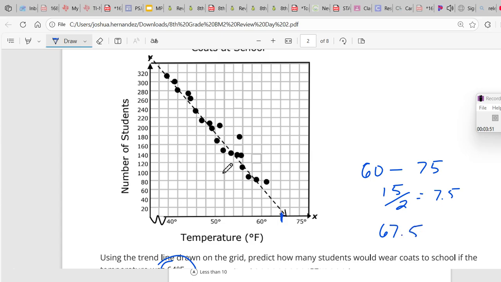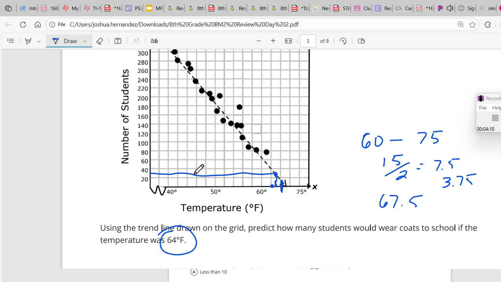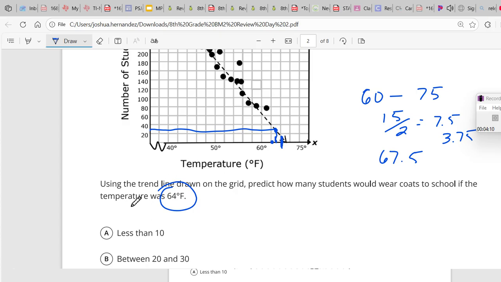67.5 is right in the middle. Then half of that would be 3.75. So that's 63.75, about here. So go up to about right here, come around here. I'll say around 30, and between 20 and 30.